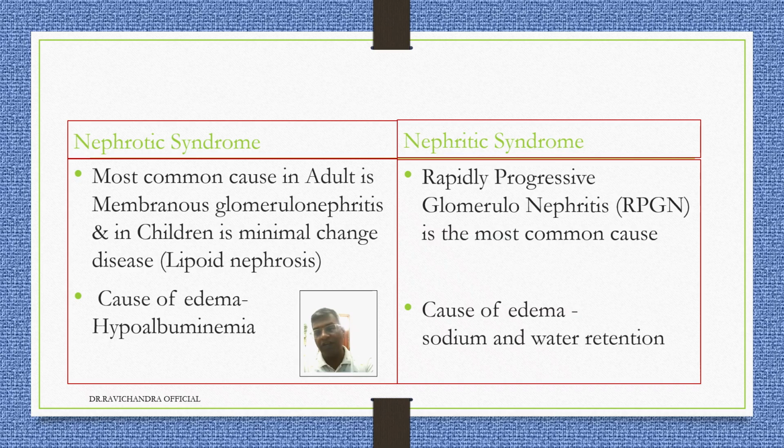And in both nephritic syndrome and nephrotic syndrome, there will be edema. The edema is because of the decreased colloid osmotic pressure, and it is because of the hypoalbuminemia in nephrotic syndrome, whereas the cause for edema will be sodium and water retention in nephritic syndrome.